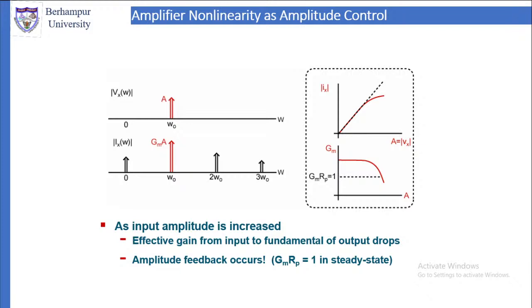So what we conclude from this is that as you increase the input amplitude, the effective gain from the input to the fundamental of the output will drop. Amplitude feedback will occur, and GM into Rp is equal to 1 in steady state.